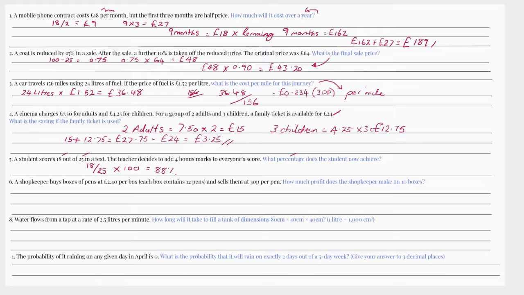But I've done that wrong because I haven't read the question properly. It says a student scores 18, yes, but the teacher decides to add 4 bonus marks on. So I've forgotten to add the 4 on top of this 18, haven't I? So I'm going to do 22 over 25, times by 100, then it will equal 88.